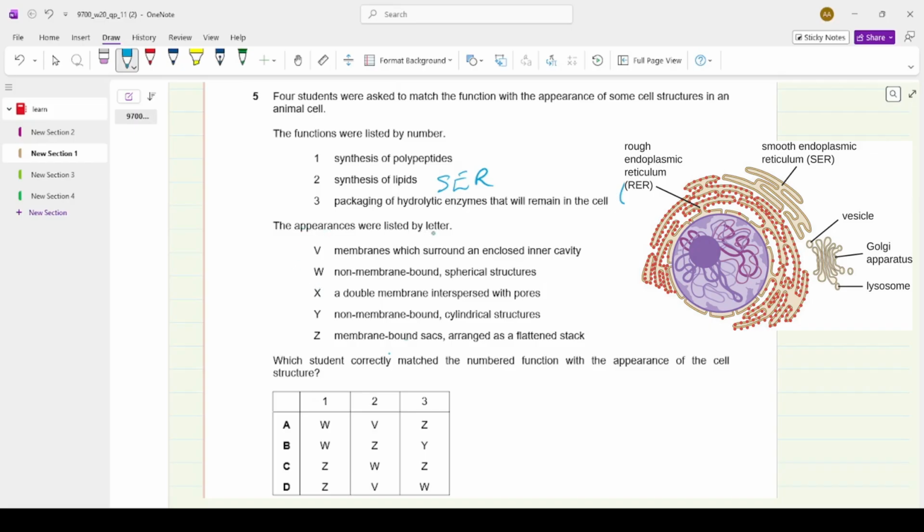The appearances were listed by letter. Membranes which surround an enclosed inner cavity. This could be smooth endoplasmic reticulum. Non-membrane bound spherical structures. This could be the ribosomes.